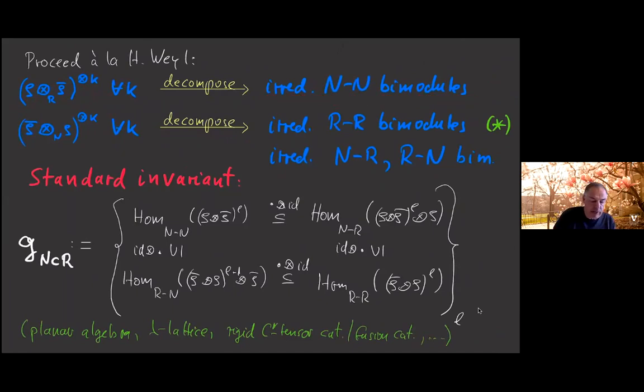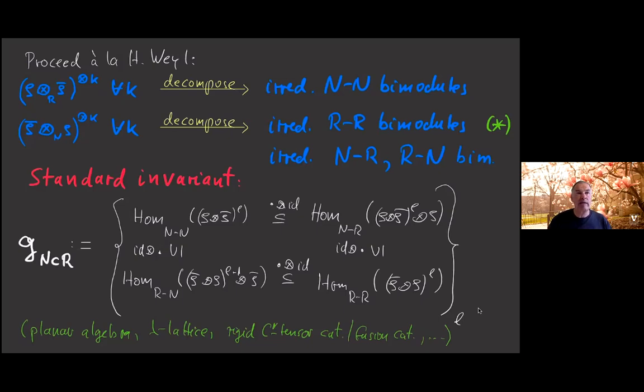And well, you can play the same game when you do rho bar tensor rho. Now you have to tensor over N, and over here over R, you decompose, you get a whole bunch of irreducible RR bimodules. And when you multiply each of these guys one more time with either rho bar or with rho, then you end up by doing the same procedure with NR and RN bimodules, right? So just from the standard representation and its contragredient, you are producing a whole bunch of new representations, which are all NN, RR, NR, or RN bimodules, right? And well, this gives rise to what's called a standard invariant of the subfactor.